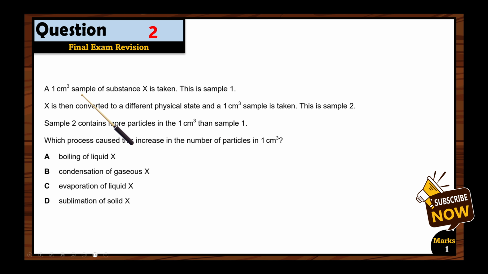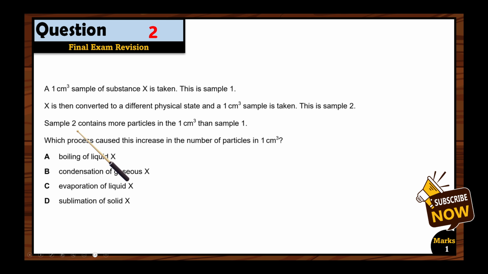Question number 2. A 1 centimeter cube sample of substance X is taken. This is sample 1. X is then converted to a different physical state and a 1 centimeter cube sample is taken. This is sample 2. Sample 2 contains more particles in 1 centimeter cube than sample 1. So now we have two different states of the same substance X. One is sample 1 and one is sample 2, but both are in different states.